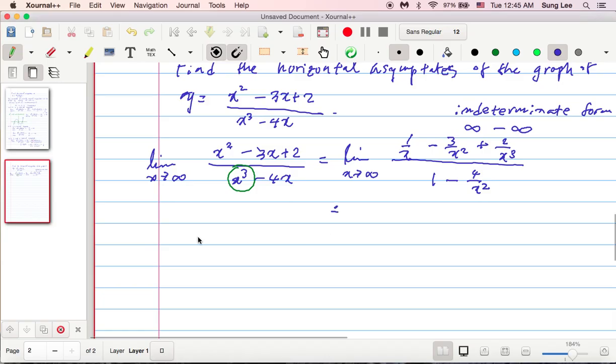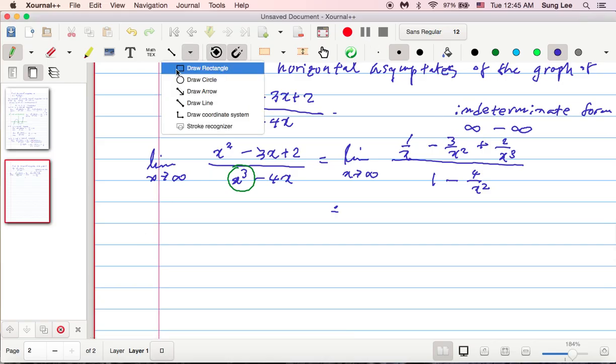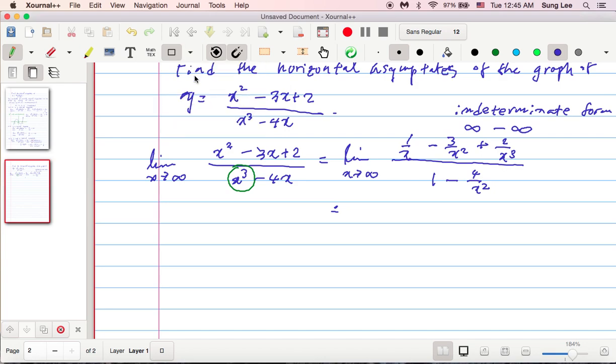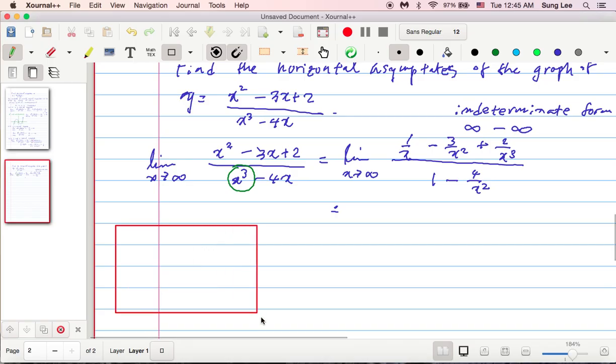And now, here's one thing you've got to remember. It's the important thing, so I'm going to put a box around it. Maybe I'll use red. Here's my box.